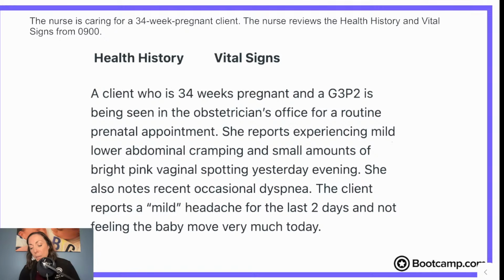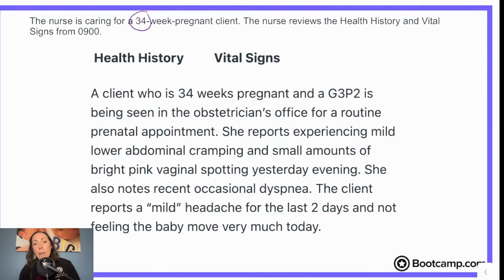So we see that we're caring for a 34-week pregnant client, and the nurse reviews the health history and vital signs from 0900. So in our health history, we see a client who's 34 weeks pregnant. She's a G3P2 and is being seen in the obstetrician's office for a routine prenatal appointment. She reports experiencing mild lower abdominal cramping and small amounts of bright pink vaginal spotting yesterday evening. She also notes recent occasional dyspnea, and the client reports a mild headache for the last 2 days and not feeling the baby move very much today.